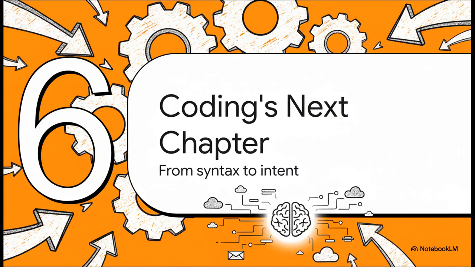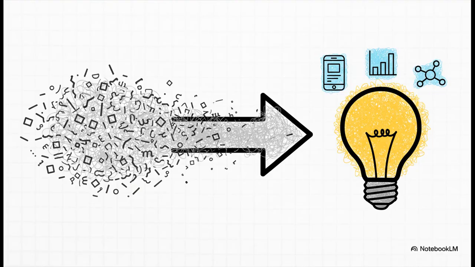So let's step back and look at the big picture. This is coding's next chapter. We're moving from syntax to intent. What does all this really mean for the future? You know, the biggest takeaway here is that vibe coding is this massive shift. We're moving away from focusing on the picky, precise syntax of code, and we're moving towards focusing on the creative intent behind it.